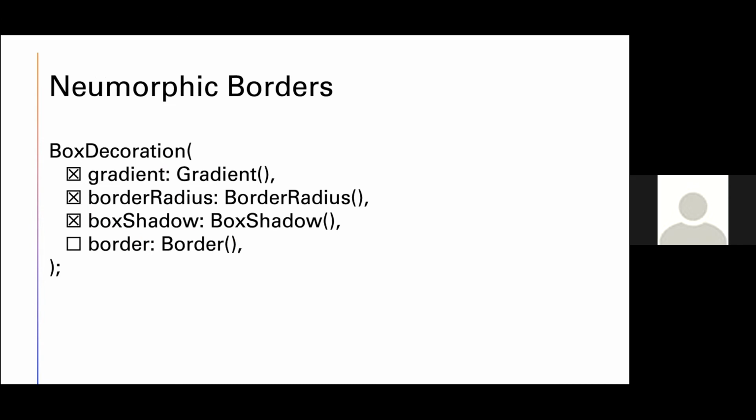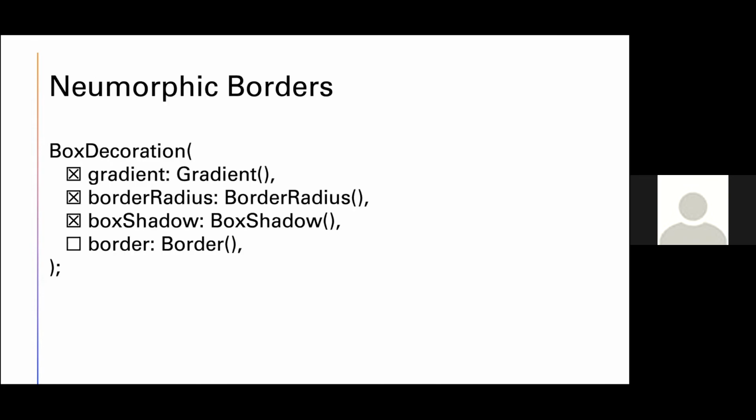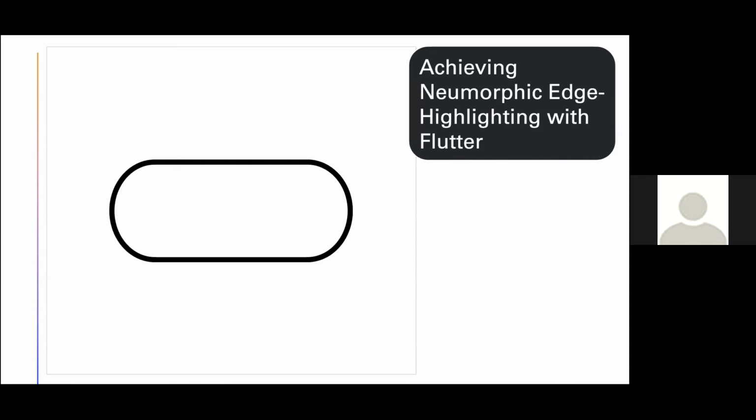So that's box shadows in a nutshell. So now let's go ahead and look at borders. I'm going to kind of fib here because we can't really do neomorphic borders, and I'll explain why in a second. So this is how you would achieve a neomorphic edge highlighted border with Flutter, or in theory anyway.